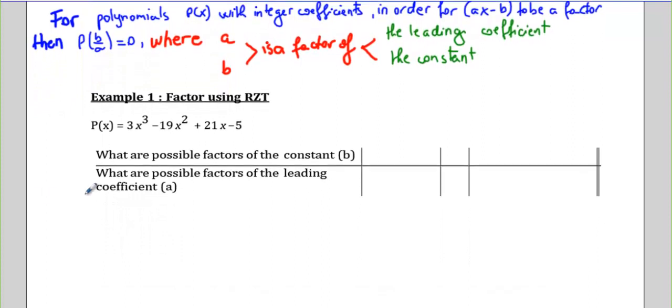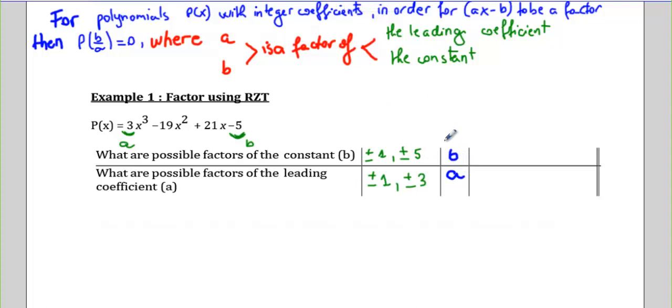We have our polynomial p of x, and let's identify what is b and what is a. Well, b represents the constant, and a is the leading coefficient. So what are some possible factors of the constant? We have positive and negative 1, positive and negative 5, and possible factors of the leading coefficient are positive and negative 1 and positive and negative 3. Let's look at possible b over a values.